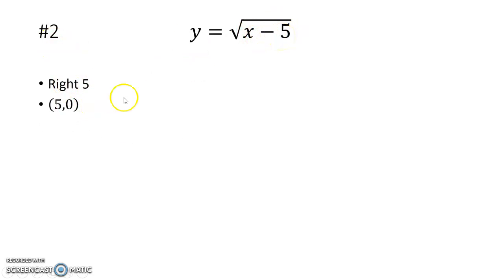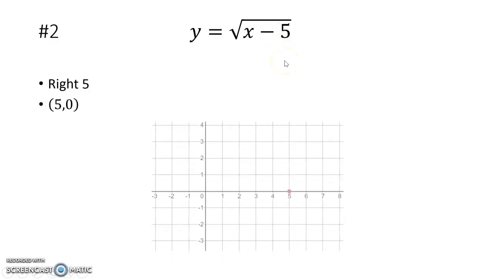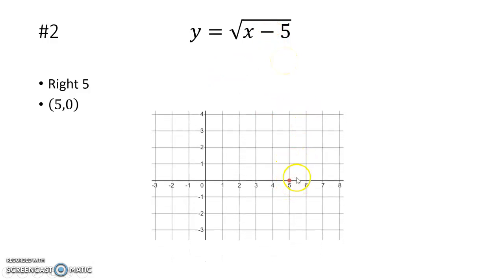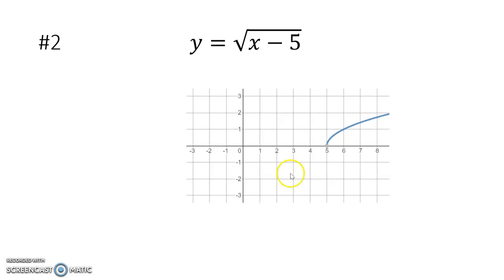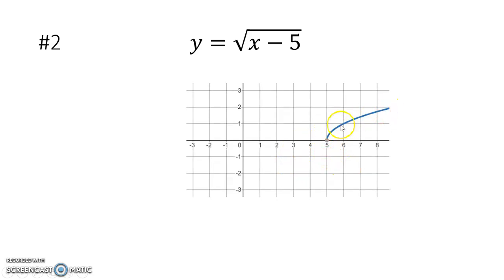Okay, that's the same thing as saying (5, 0), and (5, 0) is illustrated by that red dot. So it's over 5 to the right. Here's the actual graph. This is the parent graph, just simply moved over 5 units to the right. My domain here is bracket 5 to infinity because it goes left to 5 and it continues right forever. The range is 0 to infinity because it goes down to 0 and goes up forever.